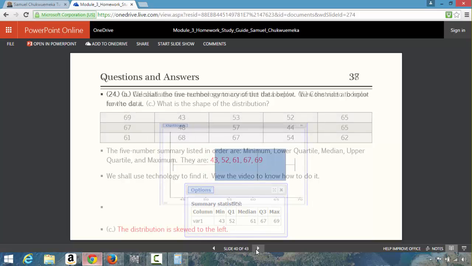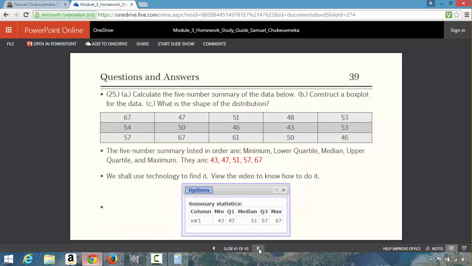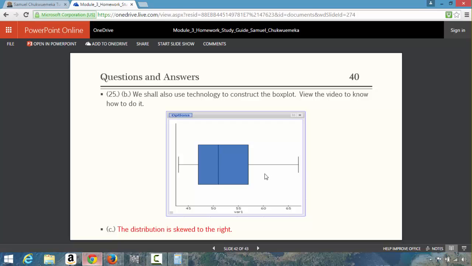Okay. Here the distribution is skewed to the left. The left whisker is more than the right whisker. Here the distribution is skewed to the right. The right whisker is more than the left whisker.